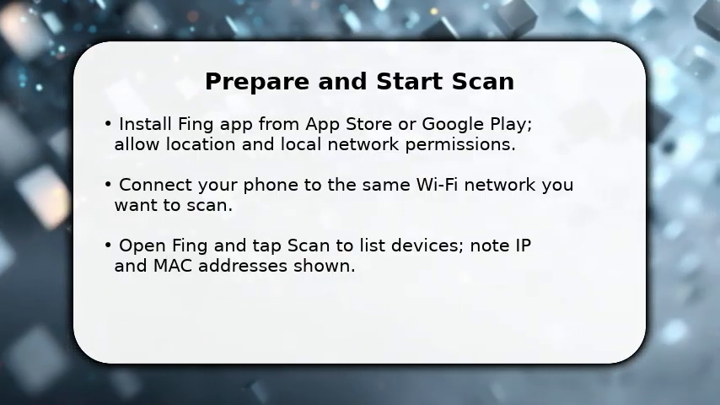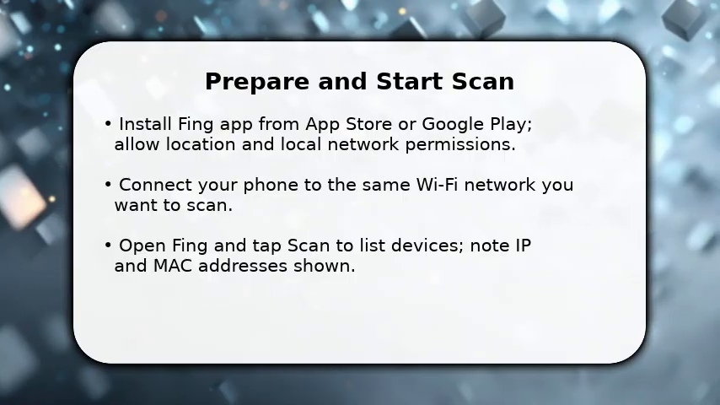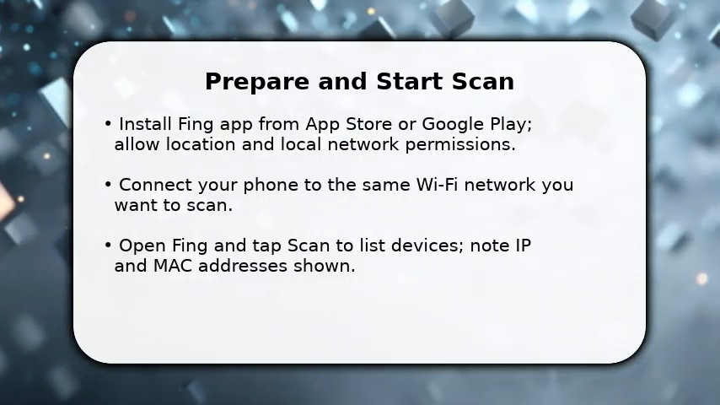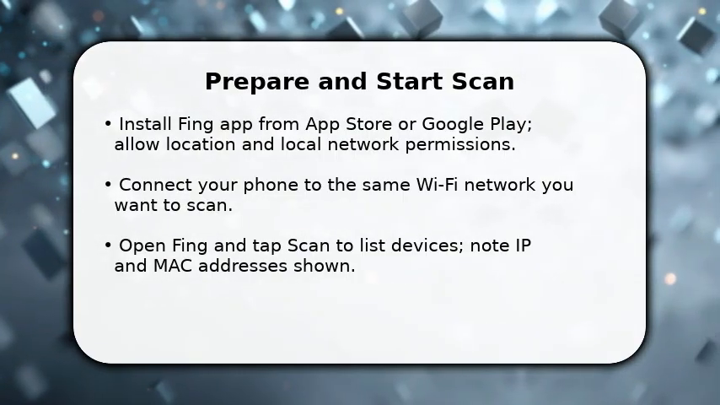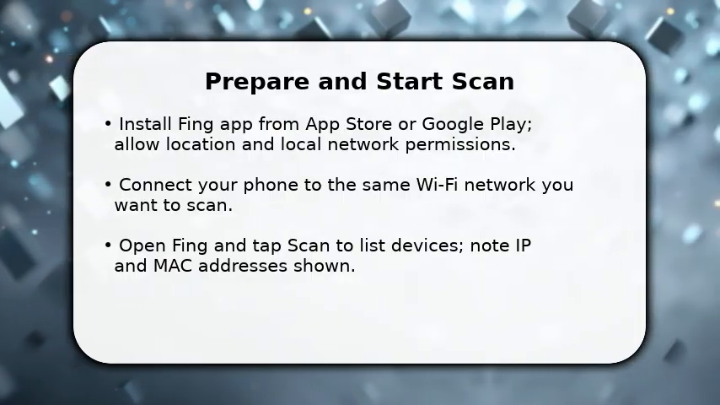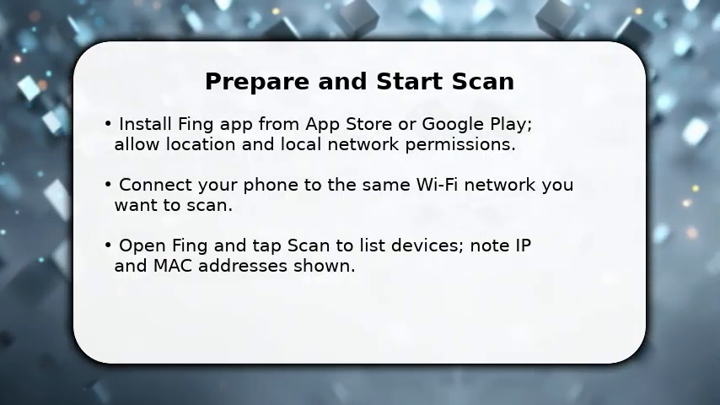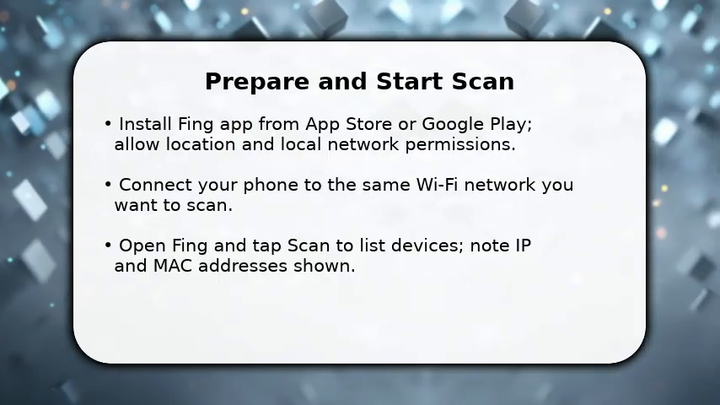Tap the scan button to start device discovery. Fing queries the router and lists IPs, MAC, vendor names, and device types so you can identify what's online. Make sure to let the scan finish. Partial lists missed devices, then move to analyzing entries.